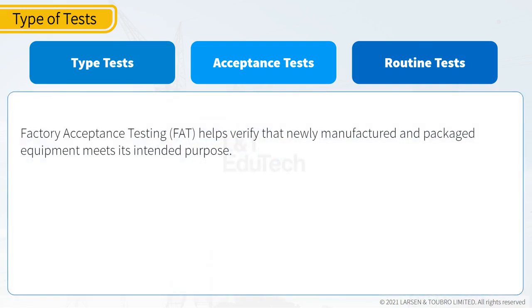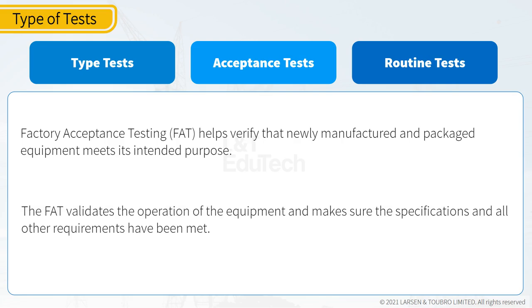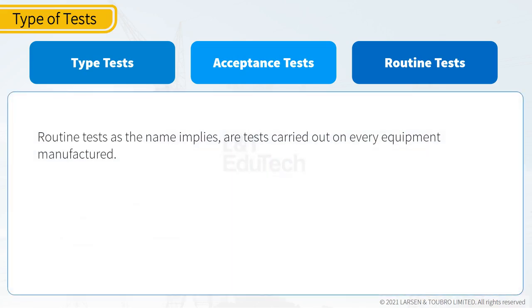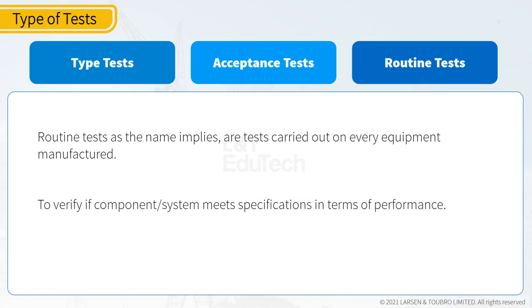Factory acceptance testing, FAT, helps verify that newly manufactured and packaged equipment meets its intended purpose. The FAT validates the operation of the equipment and makes sure the specifications and all other requirements have been met. Routine tests, as the name implies, are tests carried out on every equipment manufactured. They are done to verify if a component or system meets specifications in terms of performance.